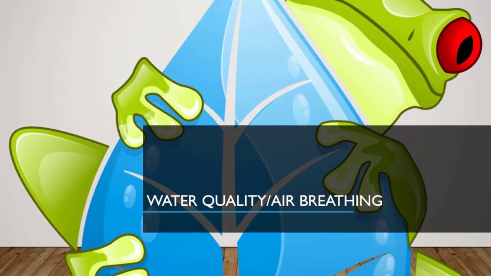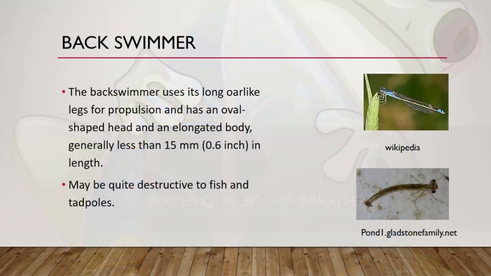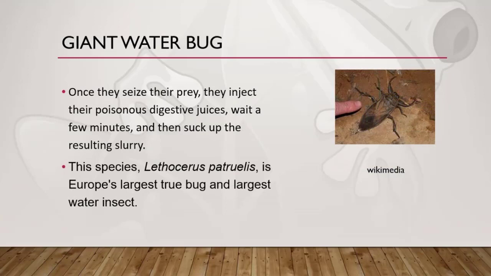Now we'll look at the air-breathing species. Our first air-breathing species is the backswimmer. It has an oval head and an elongated body. Its legs work like oars and propel the insect across the water. This insect is quite destructive to fish and tadpoles. The giant water bug is the largest bug and water insect. The giant water bug injects poisonous digestive juices to kill its prey.